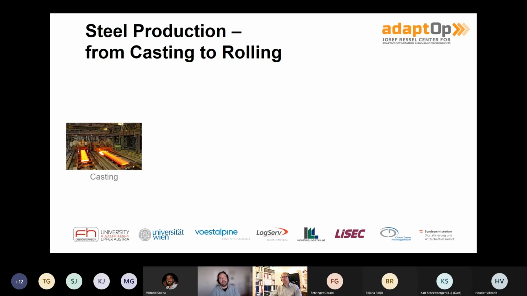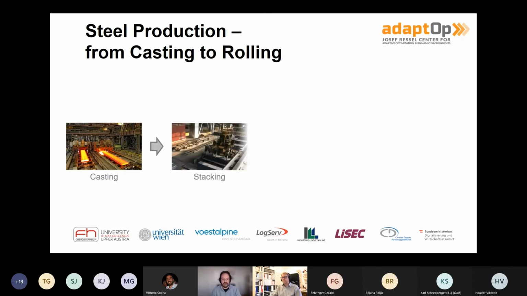And I want to just give you an impression of an exemplary production process from one of our company partners. This is voestalpine, a steel mill located in Linz. And here we have a look at the steel production process from casting, so from the steel slabs that are produced here, to rolling. And you see on the picture on the left-hand side the hot steel slabs coming from the continuous caster, and then they are stacked. So there is a crane which has to pick up the slabs from the end of the caster and has to put these slabs aside.